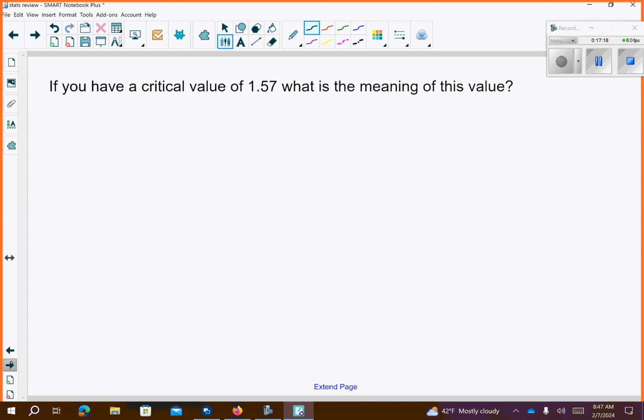And then if I have a critical value of 1.57, I have to look this up real quick. The confidence interval of 1.57.